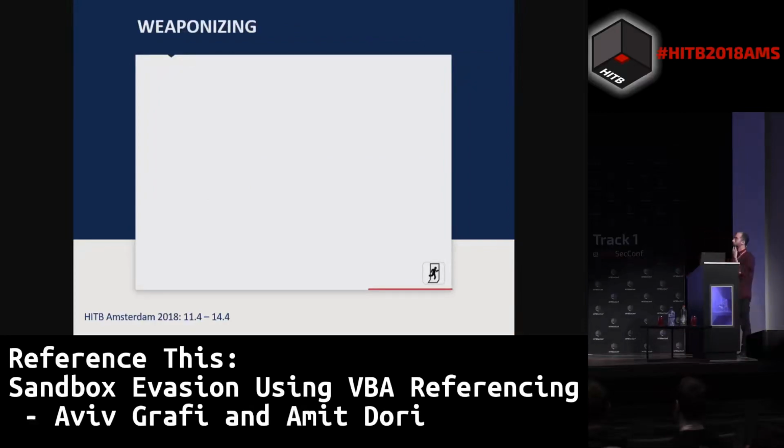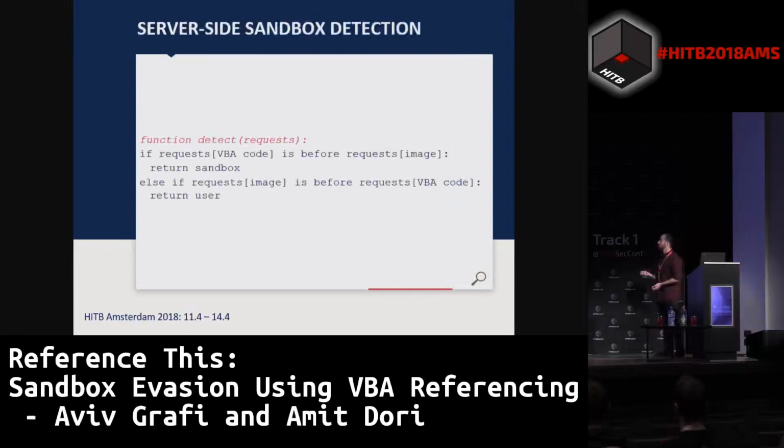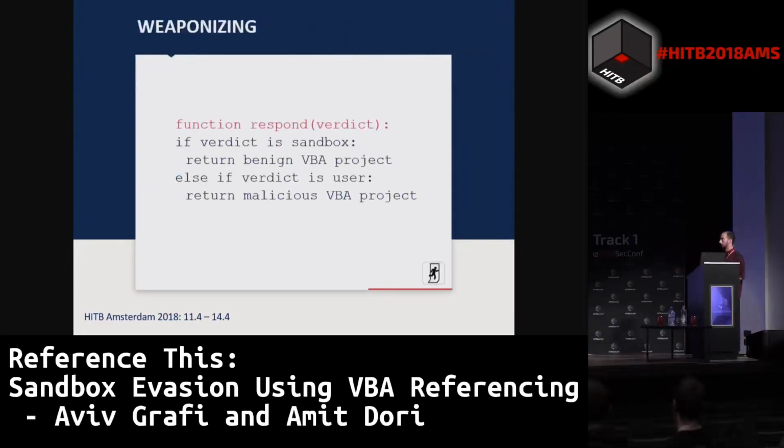Now moving on to actually evading the sandbox. So I have a verdict, right? This piece of code decides whether it's a sandbox or a user. And now I'm going to build on top of that and say, okay, I have a verdict. If the verdict says sandbox, I'm going to reply with a benign VBA project. And if it's a user, I'm going to reply with a malicious VBA project. So the attacker simply intercepts the request, and now he has to respond.